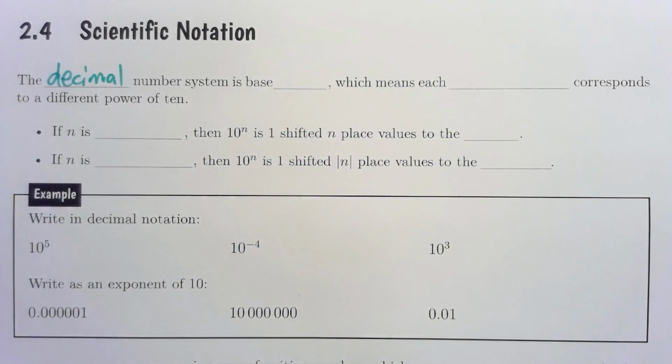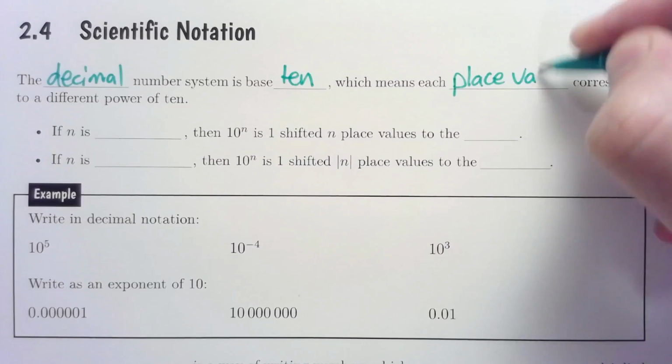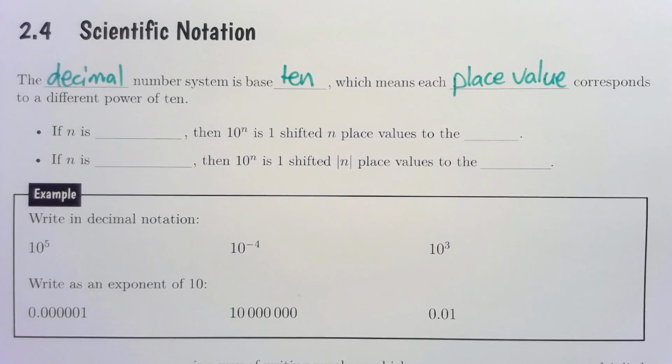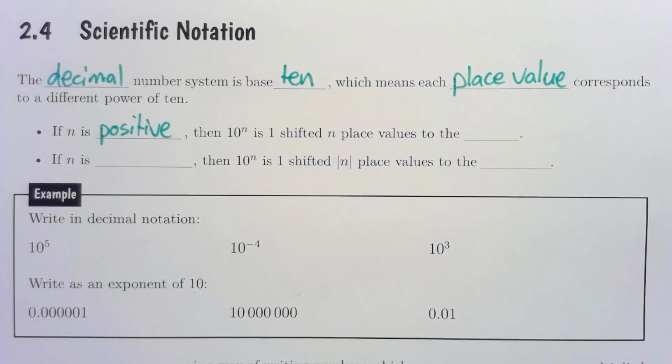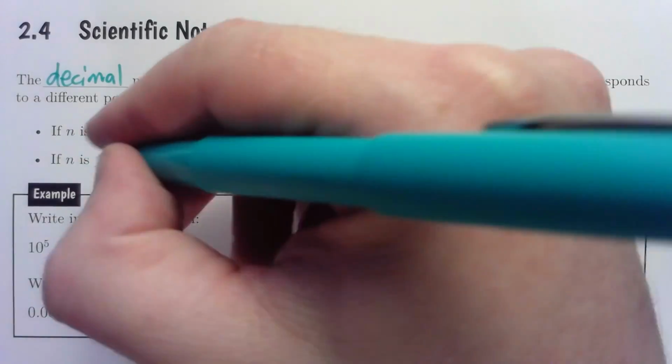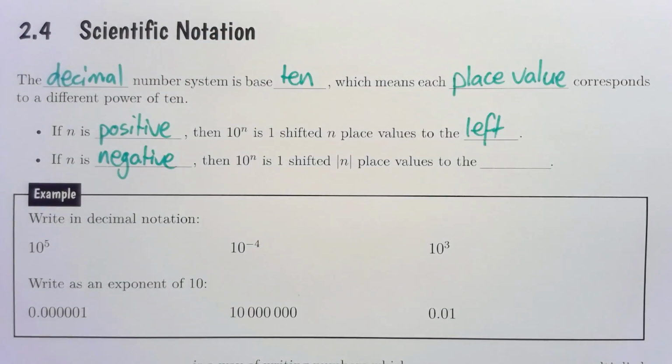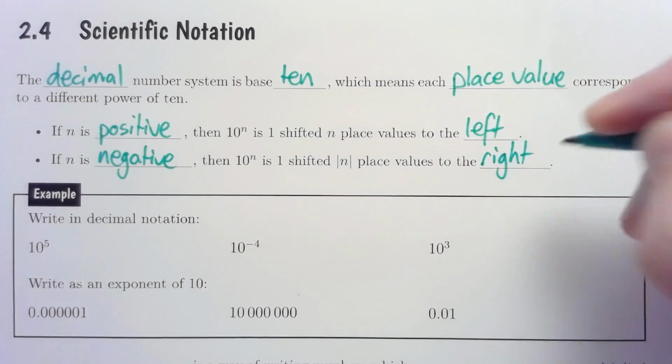The decimal number system, the number system we use every day, is base 10, which means each place value corresponds to a different power of 10. So if a number n is positive, then 10 to the power of n is 1 shifted n places to the left. And if the value n is negative, then 10 to the power of n is simply 1 shifted the absolute value of n place values to the right.